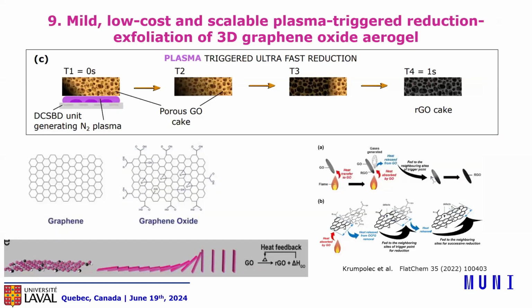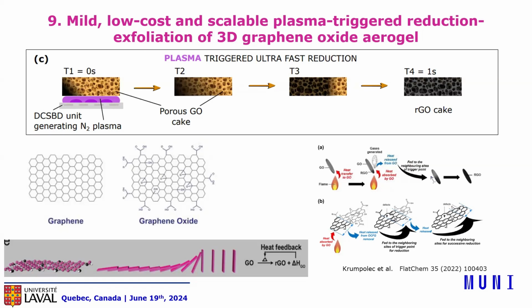Yeah, and the last very interesting application that I would like to mention, and really a hot topic in our center, is what we call mild, low-cost and scalable plasma-triggered reduction and exfoliation of 3D graphene oxide. In fact, we are able to start reduction of graphene oxide only by an impulse of the plasma, very fast, and this reduction is shorter than 1 second. So from the flakes of graphene oxide, which are diluted in water, we are able to prepare graphene oxide samples, including, with some tricks, also graphene oxide aerogel.